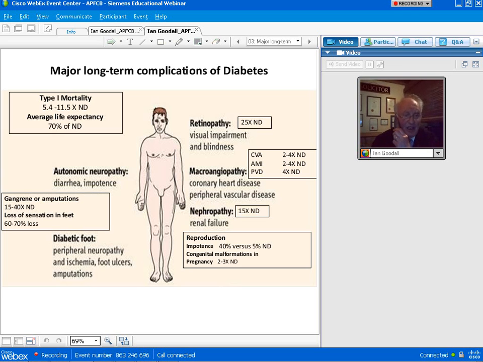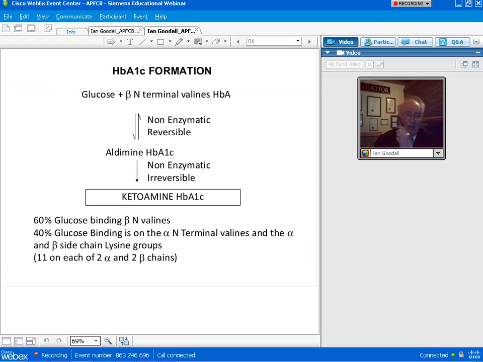The complications really spread all around the body. The mortality is 5 to 10 times that of a non-diabetic. The average life expectancy is 70% of a non-diabetic. Strokes, AMIs and peripheral vascular disease are about 4 times more prevalent in diabetes than in non-diabetics. In reproduction, impotence in diabetes is 40% versus 5% in non-diabetics. And the other factor is that congenital malformations in pregnancy occur 2 to 3 times as often as in non-diabetics. So it's a very serious disease and a very prevalent disease.